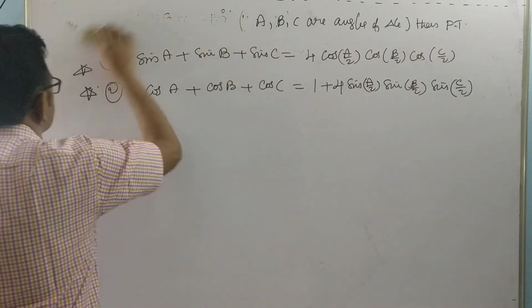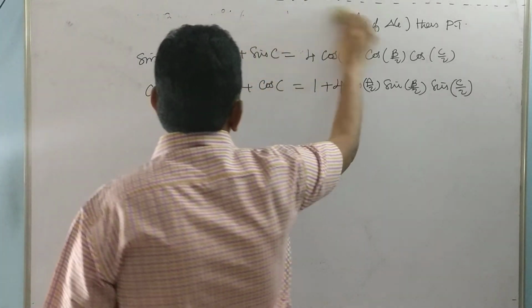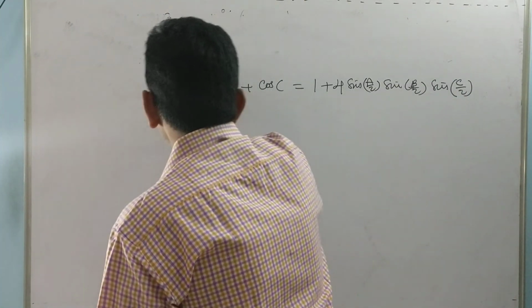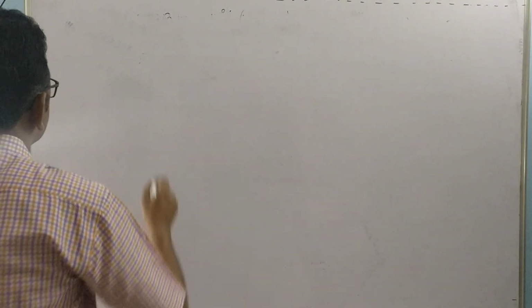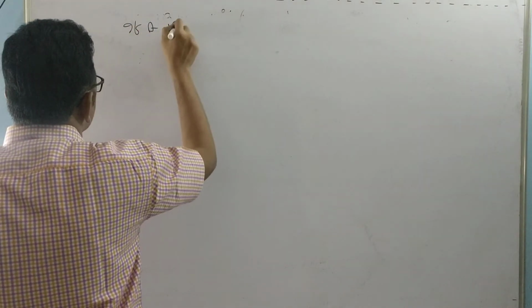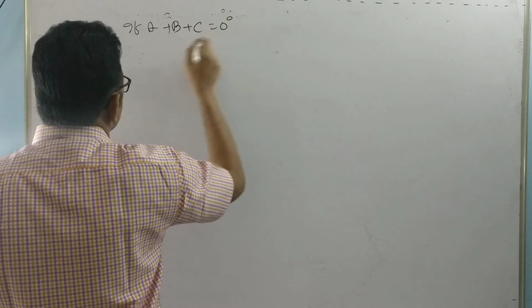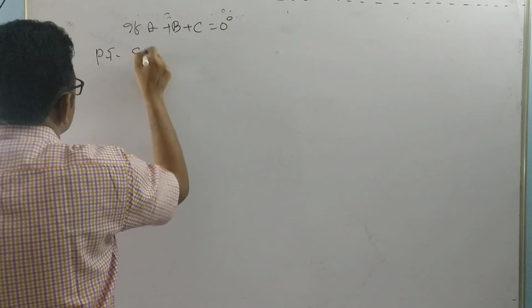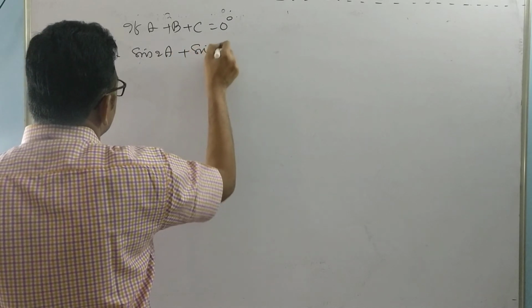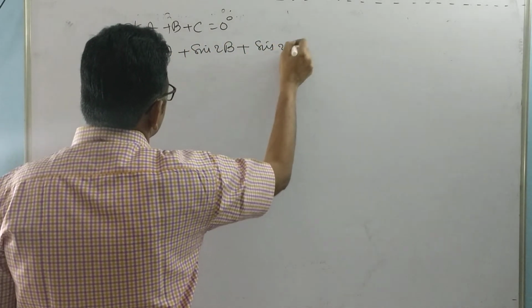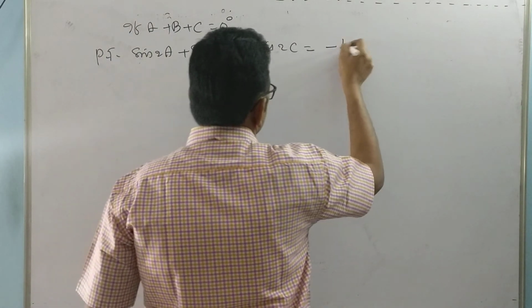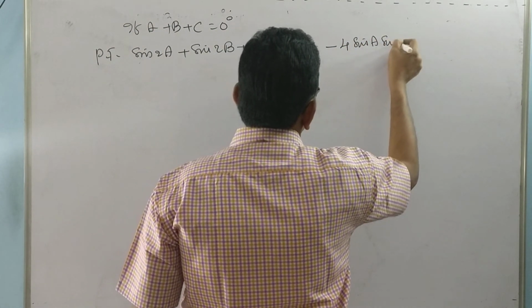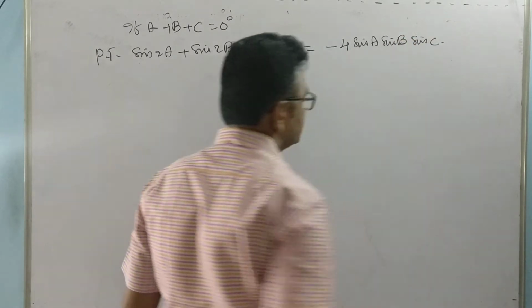Next one, if A plus B plus C equals 0 degrees, then prove that sin 2A plus sin 2B plus sin 2C is equal to minus 4 sin A sin B sin C.